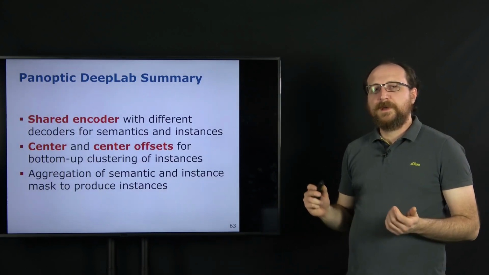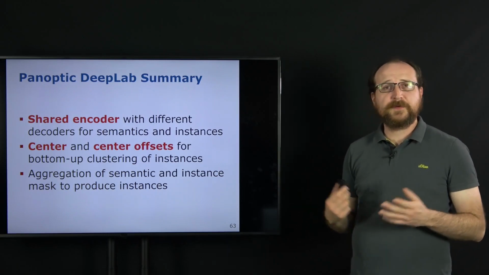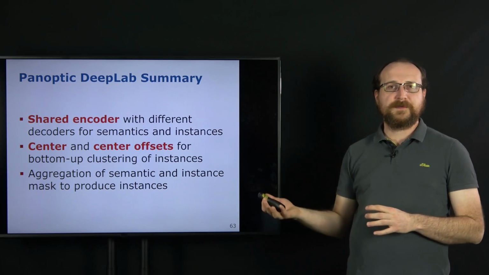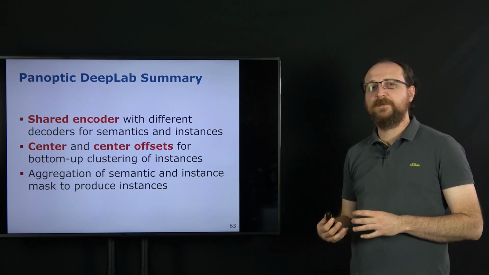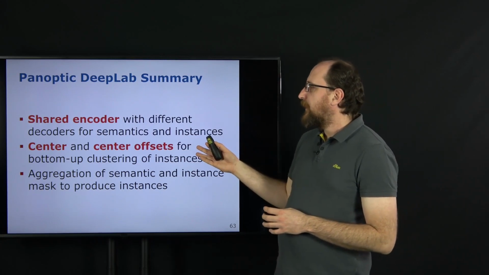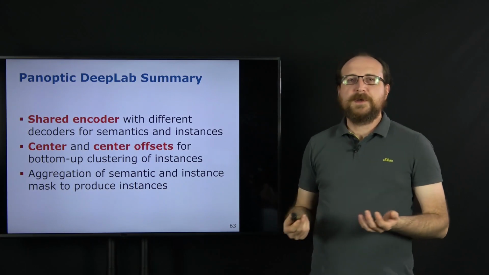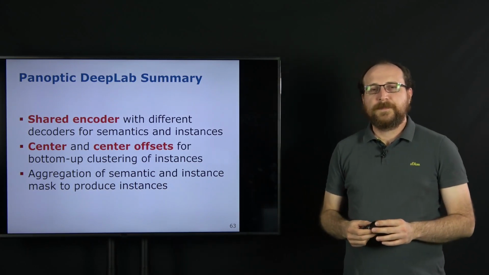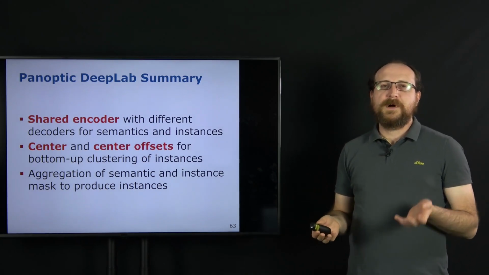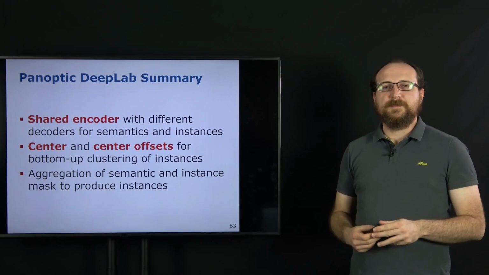So to summarize, in Panoptic DeepLab, we have a shared encoder because we can use the information that we aggregated from the image for both tasks, semantic but also instance segmentation. For instance segmentation, we are again using the center and center offsets to do a bottom-up clustering of the instances. And then the aggregation of semantics with the instance mask allows us to distinguish thing instances in the image.